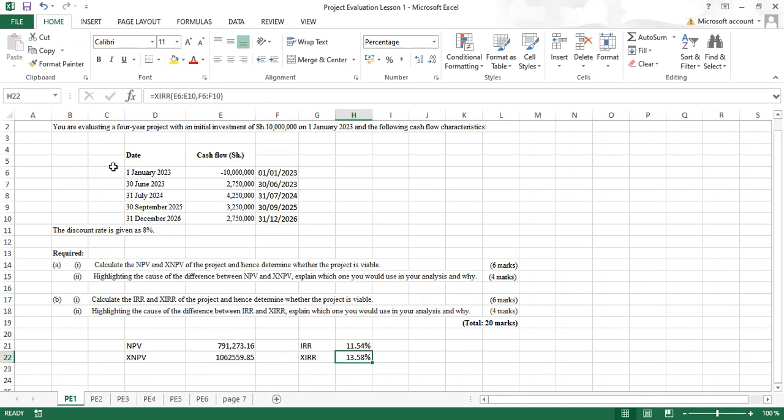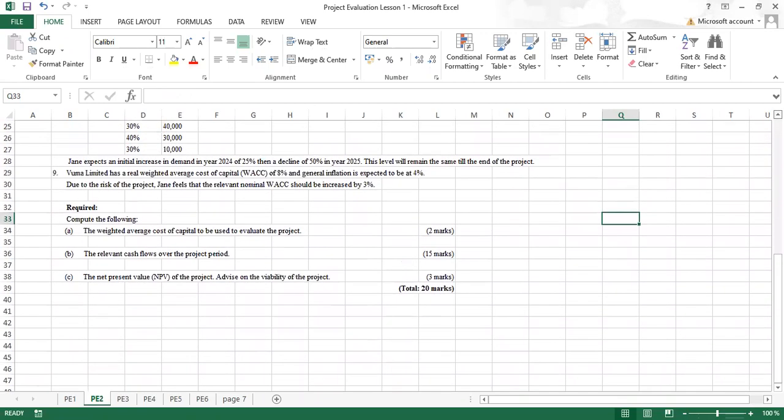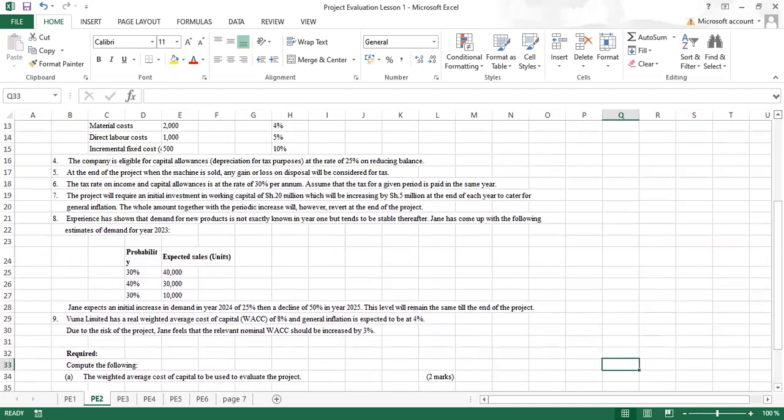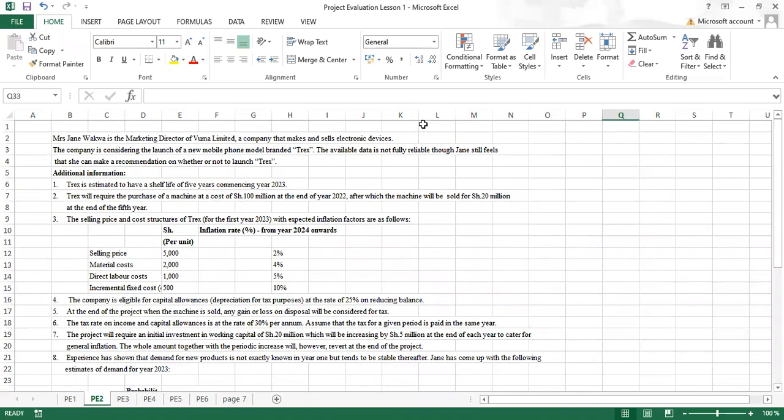So we'll go to our second question. This question was in the last exam, the December 2022 examination, and you see it was carrying 20 marks. Even the next question also was in the December 2022 examination. This one is a bit long, so I'll go to question 2 directly.